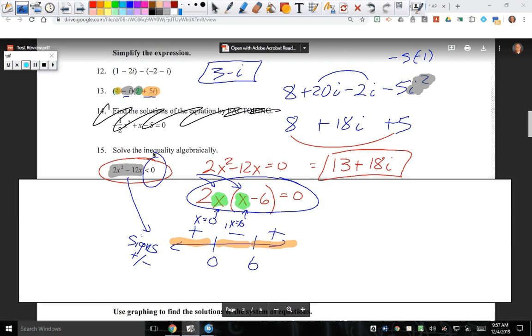We want to know, when is it negative? Okay, when is it less than 0? So my answers are going to be from 0 to 6, not including 0 and not including 6. That's when it's equal to 0. And you could also write that as this inequality right here.